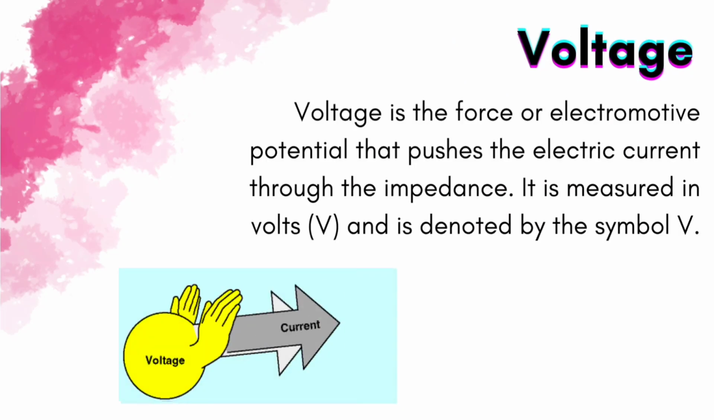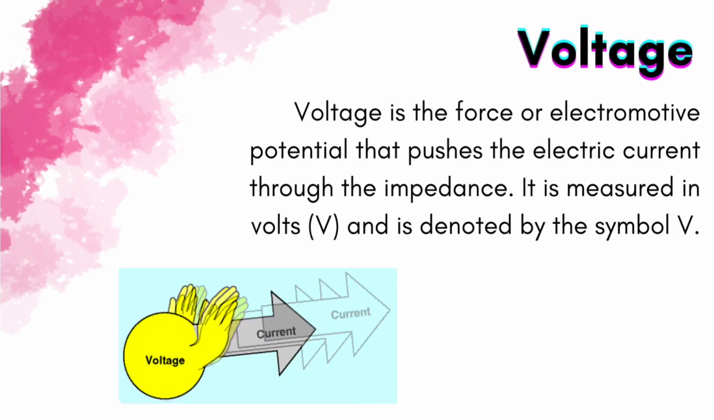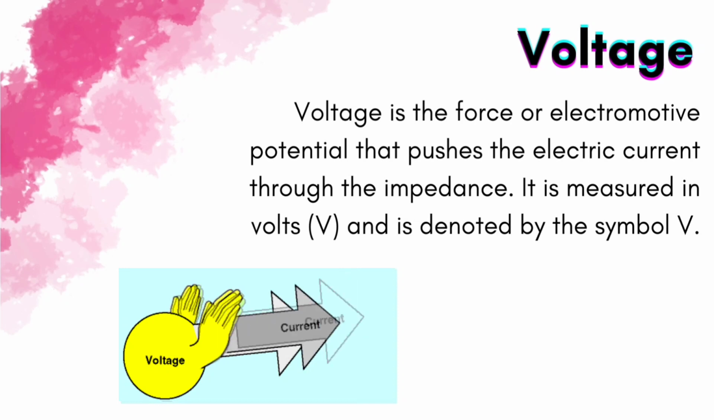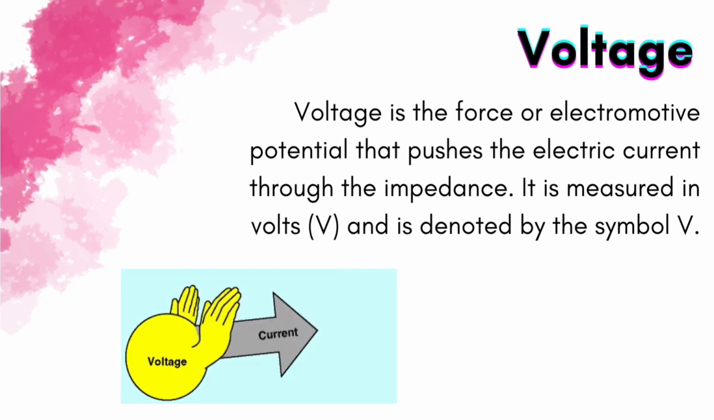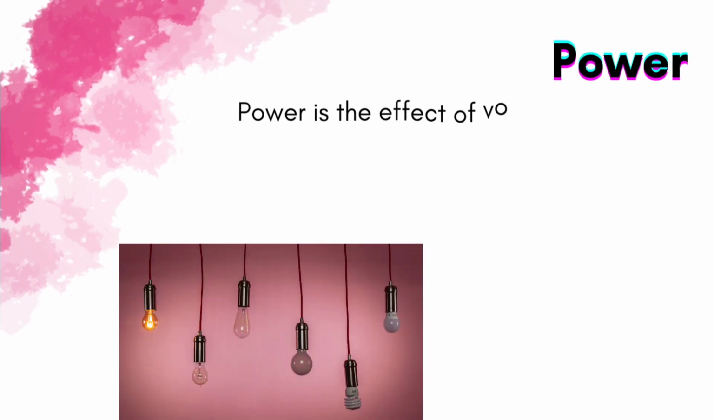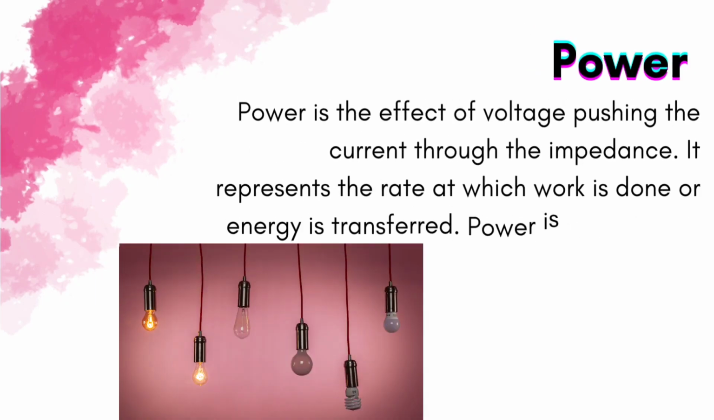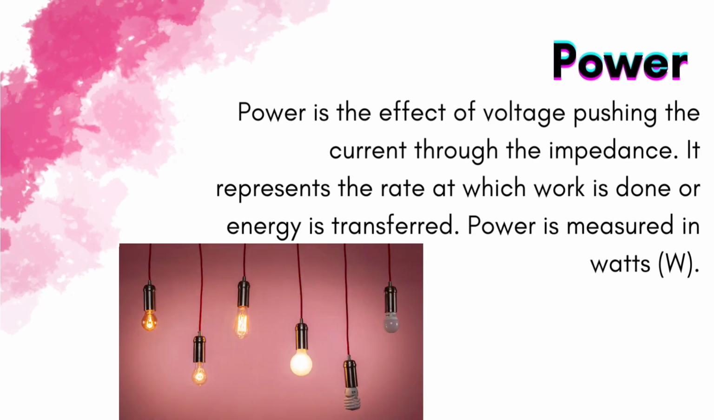Voltage is the force or electromotive potential that pushes the electric current through the impedance. It is measured in volts, V, and is denoted by the symbol V. Power is the effect of voltage pushing the current through the impedance. It represents the rate at which work is done or energy is transferred. Power is measured in watts, W.